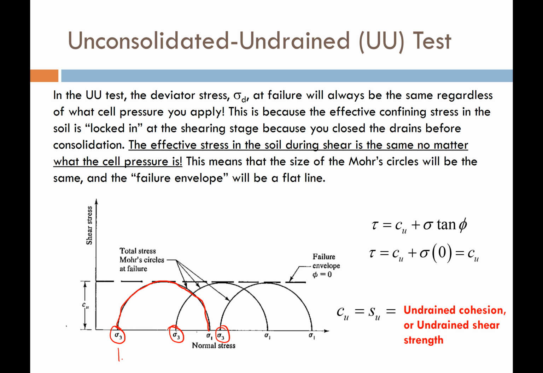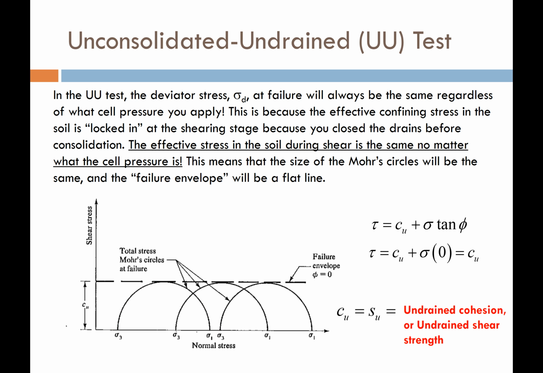That deviator stress, sigma D, is the same regardless of the initial cell pressure. And that's because we locked our effective stress in when we close the drains. The soil doesn't even feel the changes that we're applying to the cell pressure. The soil just feels the stress that we locked into it.